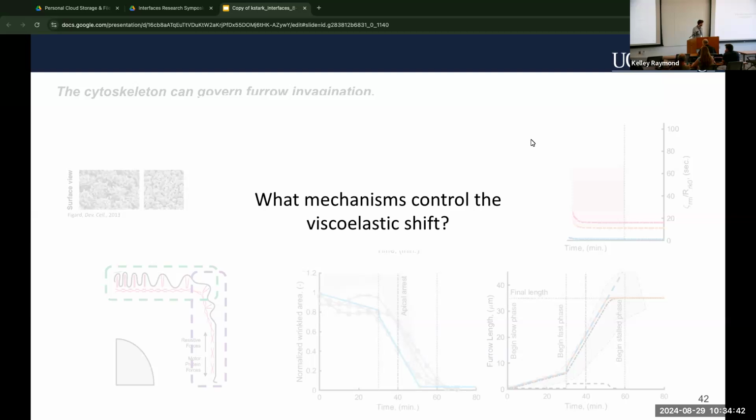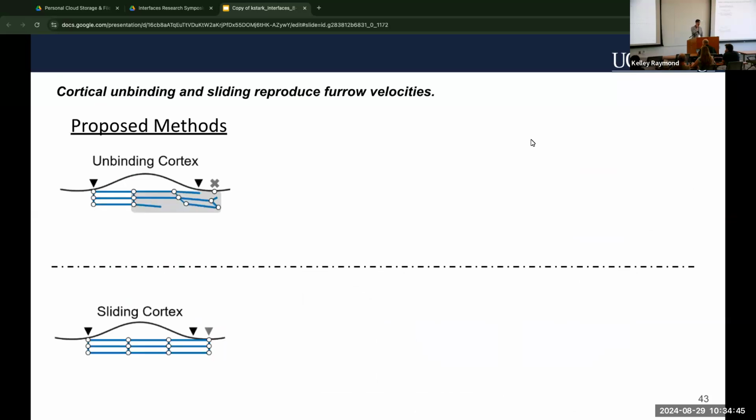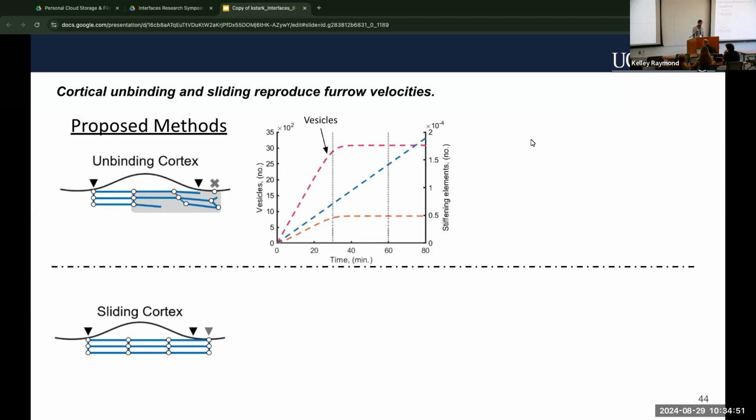control this viscoelastic shift. We have the two proposed mechanisms I described earlier: an unbinding cortex and a sliding cortex. With the unbinding cortex, we now allow vesicles to exocytose. We let them go for the first 30 minutes based on data that we've acquired, and we allow them to have an effect on the viscoelasticity of the membrane. We allow them to add stiffeners proportionally, and then we allow the system to remove stiffeners as a function of tension.